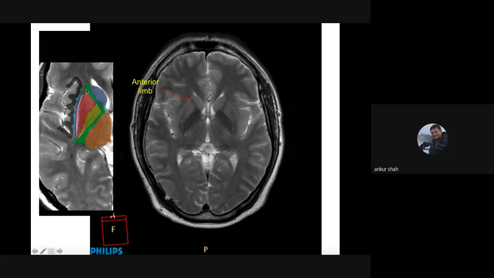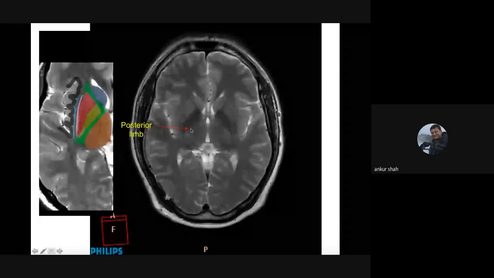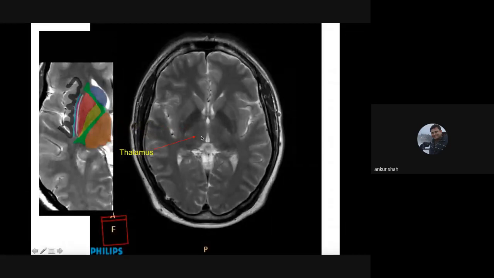Then there are three parts of the internal capsule. This is the anterior limb of the internal capsule, which is seen here, and there is the genu of the internal capsule, and the posterior limb of the internal capsule. So this fork-like structure is the anterior limb, genu, and posterior limb of the internal capsule. And this part is the thalamus. You should know all these structures clearly: what the basal ganglia is, what its different parts are, and where the thalamus is situated.